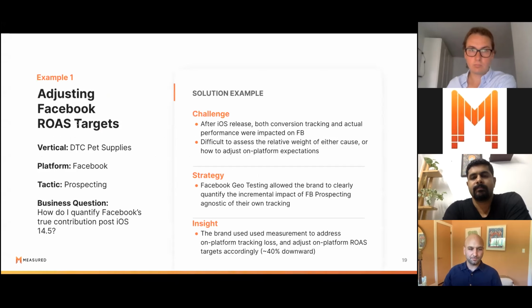So I'm going to turn it over to Terrence here to just walk us through briefly this first example. Terrence, what's the setup here? What kind of a brand are we talking about? What was the challenge they needed to solve?